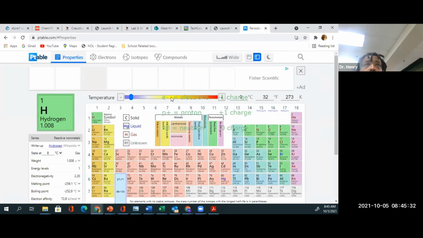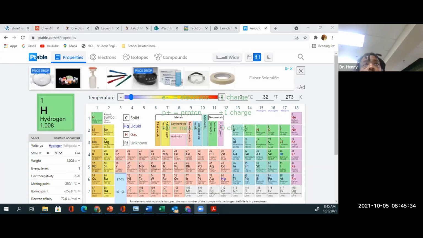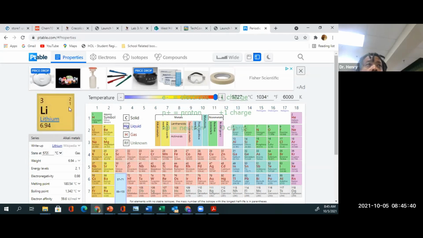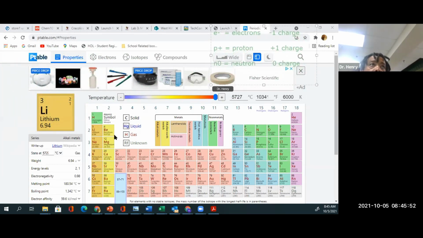Okay, so we have the periodic table here. So let me pull this up. Okay, so if we take a look, we'll start off with hydrogen since we've already talked a little bit about hydrogen.